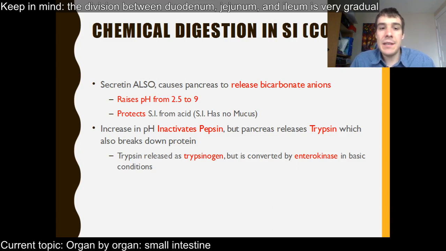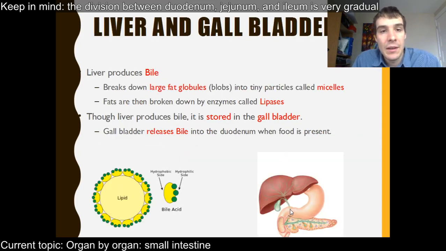Now, this increase in pH makes pepsin not work anymore. Pepsin only works at acidic pH, but the pancreas releases this stuff called trypsin. That's what we just called protease. It's actually called trypsin, and that breaks down protein as well. And again, it's released as something called trypsinogen because the pancreas doesn't want to store something that'll eat it. So it releases a harmless thing called trypsinogen, which gets activated to trypsin. And that's the pancreas.